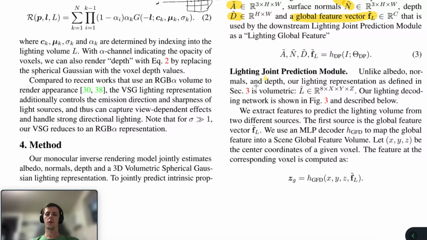For the lighting module, what we actually have is two different sources of information. The first one is the global feature vector F_L that was in the picture. You take this one together with the 3D position of a given voxel and you provide it to an MLP decoder. And this MLP decoder will give you another feature here, Z_G, and with that you can compute what they call the scene global feature volume. This is done for each and every voxel in the volume.